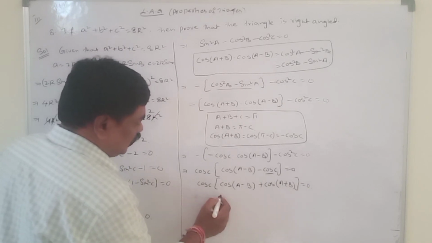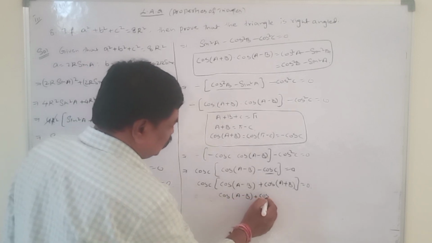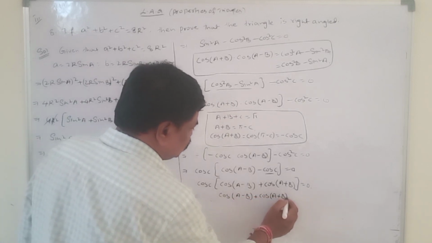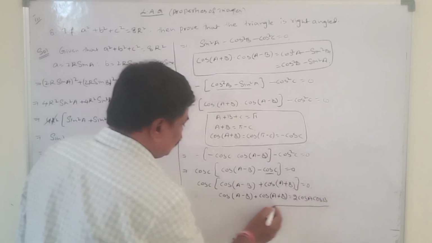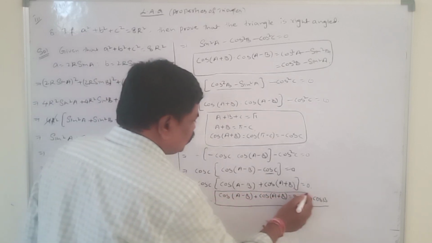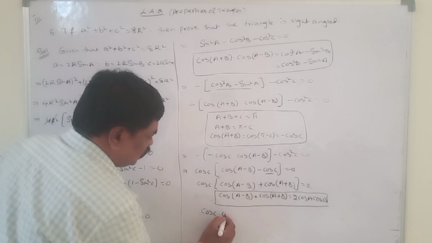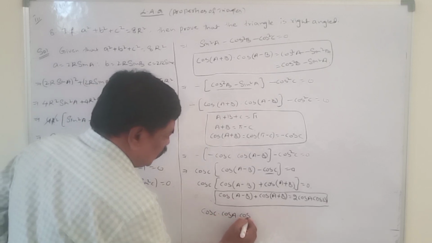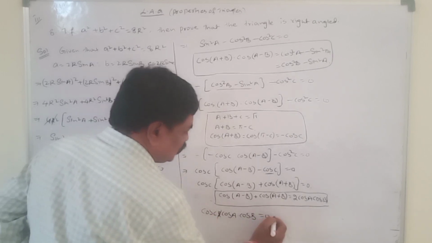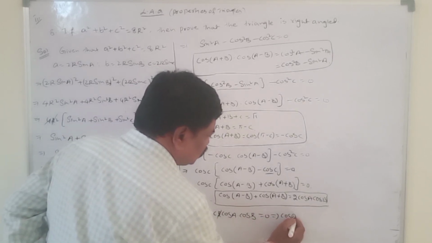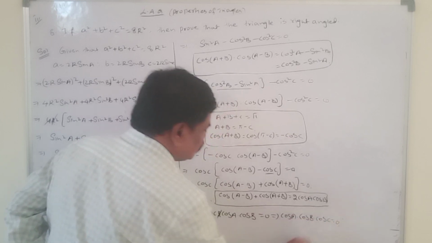We know the formula: cos of a minus b plus cos of a plus b is equal to 2 cos a cos b. By using this formula, this is cos c into 2 cos a cos b equal to 0. The 2 cancels, which implies cos a into cos b into cos c equal to 0.